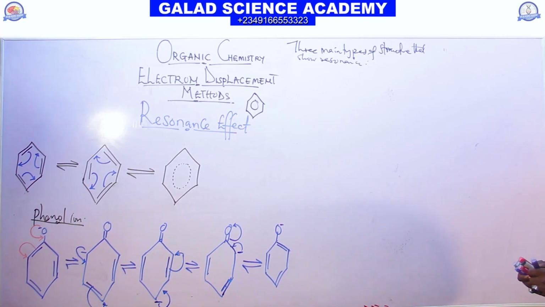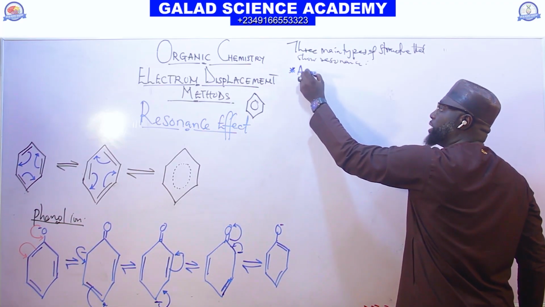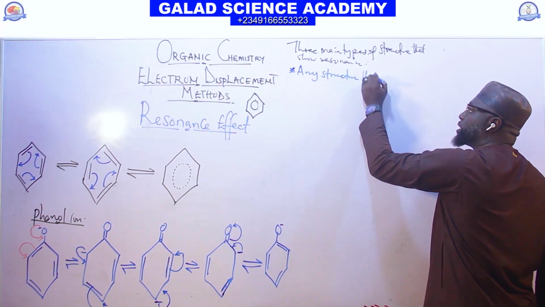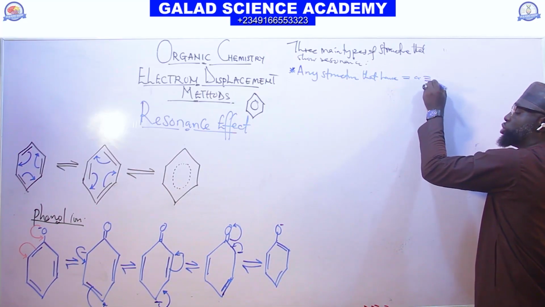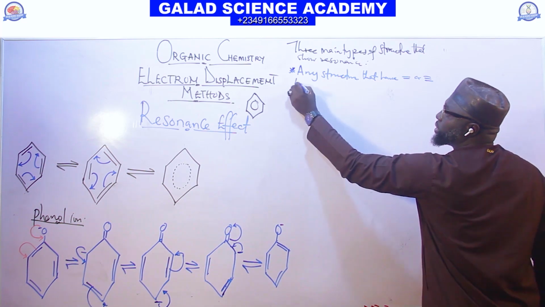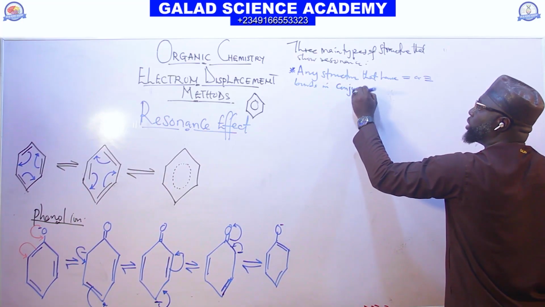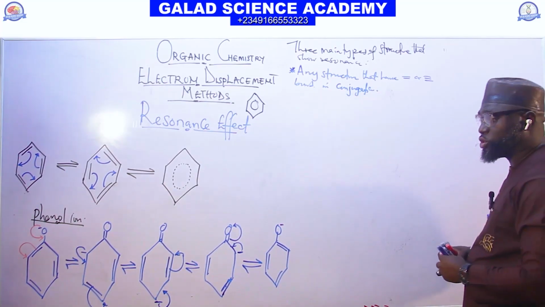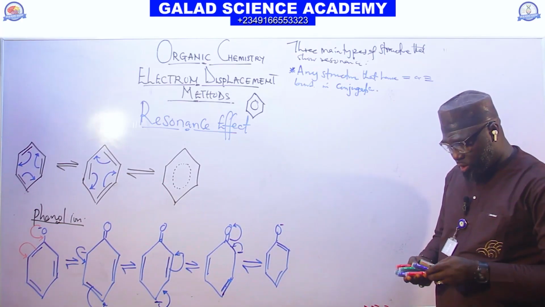What's the first one? The first is any structure that has double or triple bond in conjugation. Any compound that has double or triple bond in conjugation must undergo resonance. Let's see an example now.